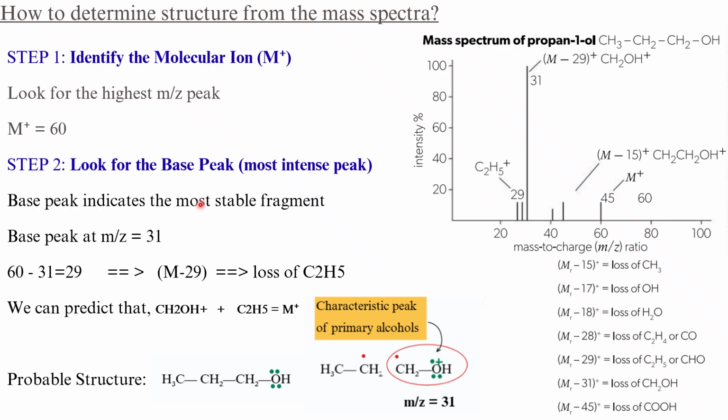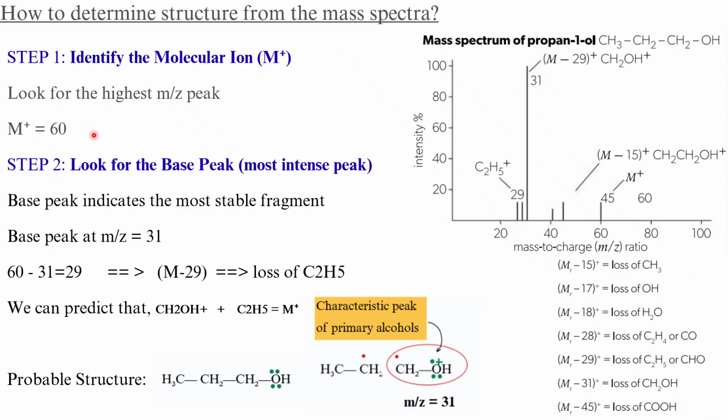Now, after I have determined the m by z value for my molecular ion, next I will look for the base peak. How will you determine the base peak from the mass spectrum? Well, you will look for the most intense peak in the mass spectrum. So I can see that inside this mass spectrum, only 31 is the m by z value which is quite intense. So I will write it down over here as my base peak.